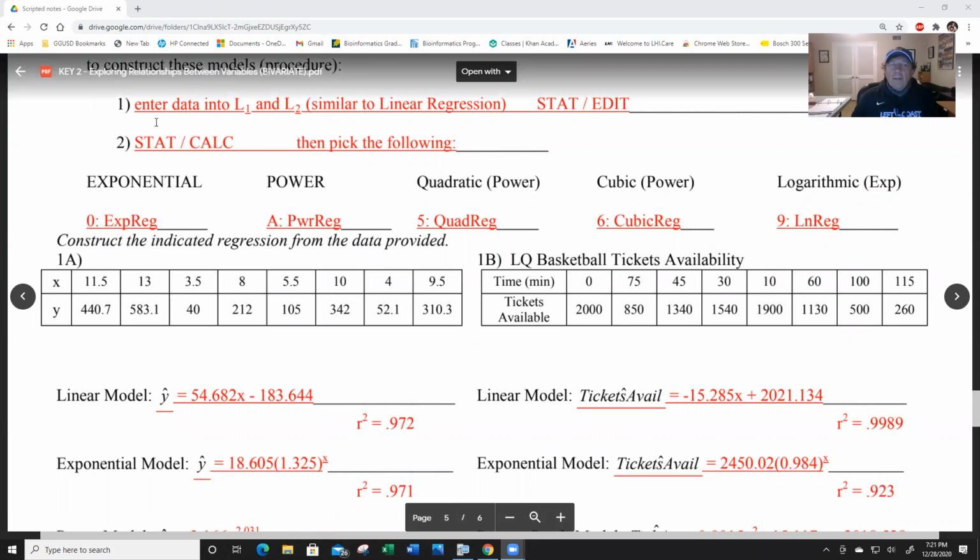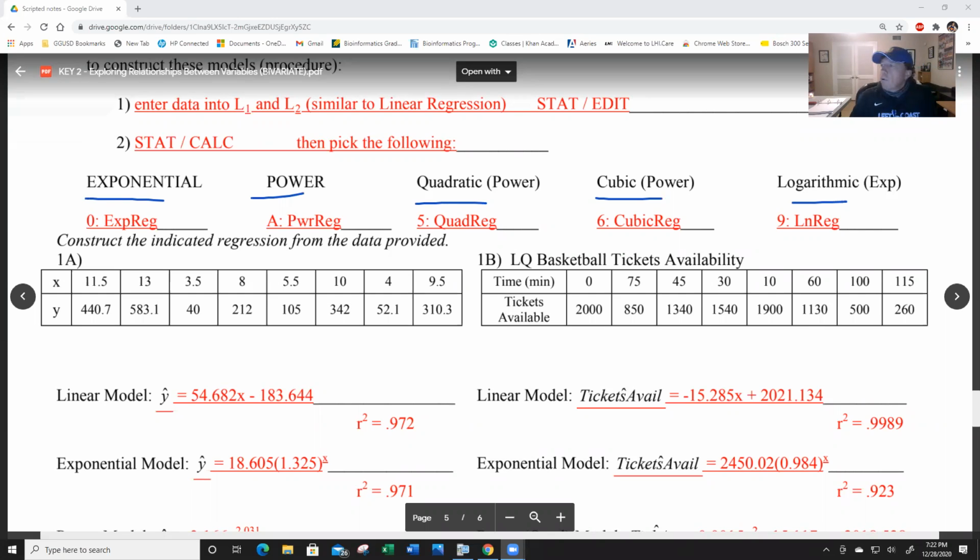Step one is you're going to enter the data into L1 and L2. And I'm going to show you all that. Again, you want to write this down. And then stat calc, and then you can pick one of the following. These are all listed on the calculator. All of these should be listed there. And there's the line of regression too, which we've already done in previous lessons.